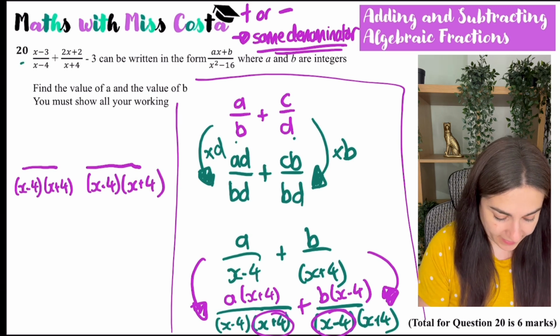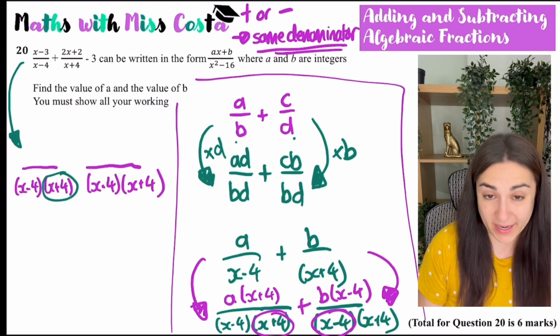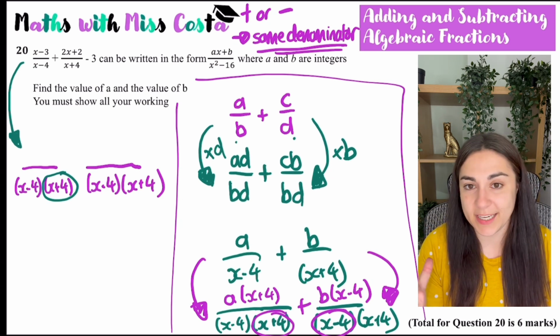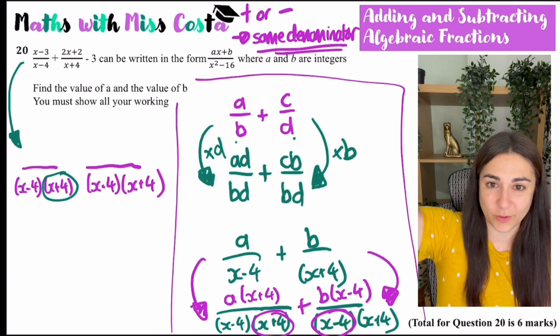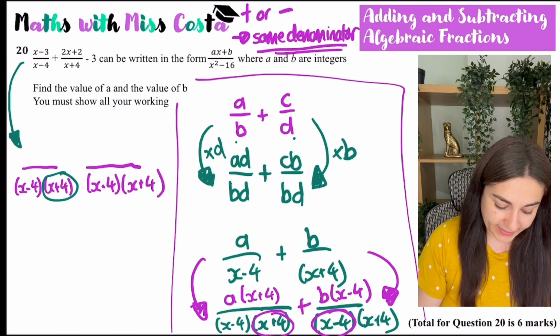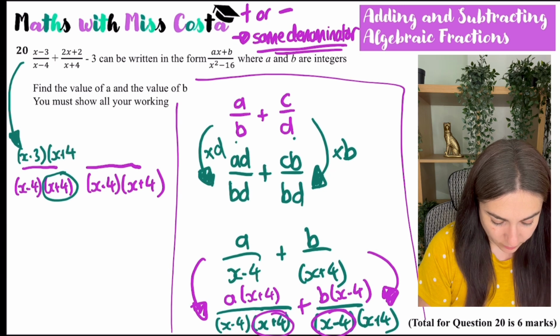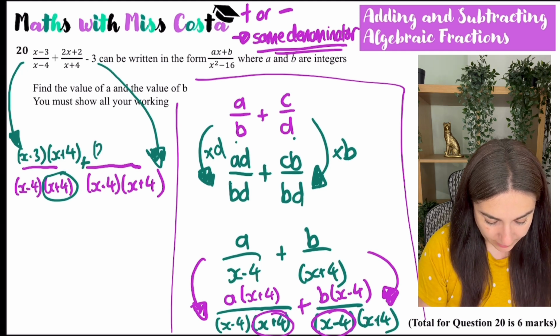So using that method, what have I multiplied this fraction by to get to this denominator? I've multiplied by x plus 4. Whenever you are changing a fraction, in order to keep it in the same proportion, whatever you've multiplied the denominator by, you need to multiply the numerator by the same thing, otherwise you change the value of the fraction. So that's why I'm doing this. That would become x minus 3, x plus 4 plus, and then this fraction here I have multiplied by x minus 4, so that would be 2x plus 2, x minus 4.